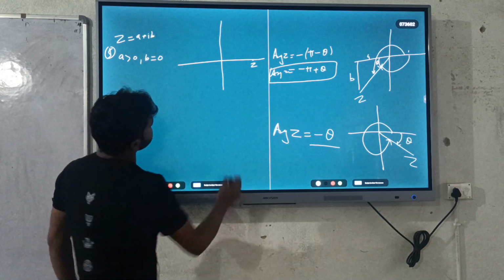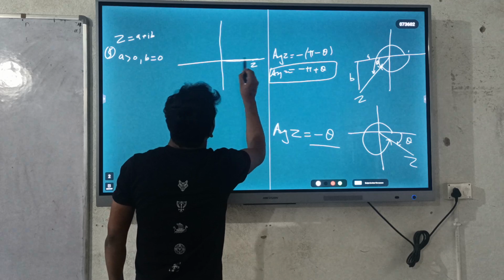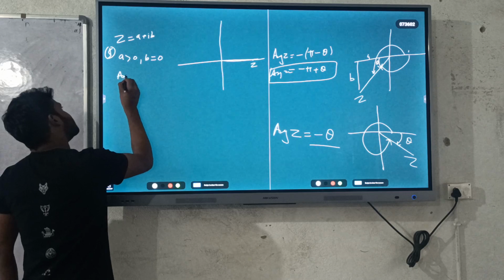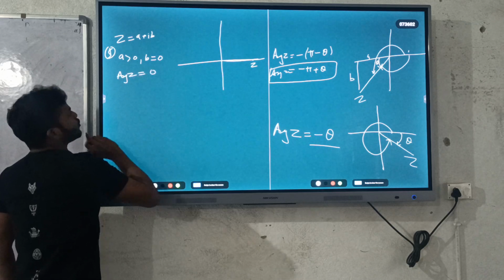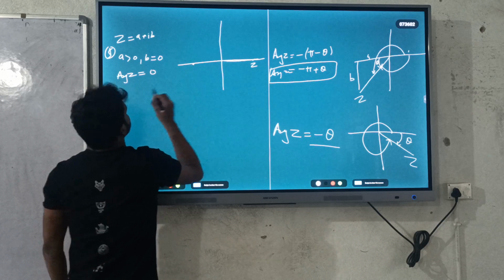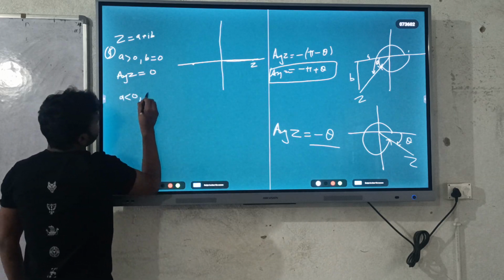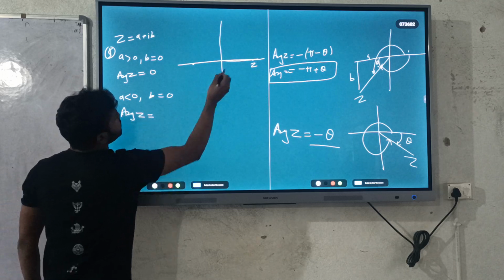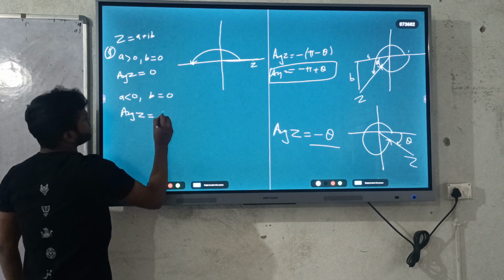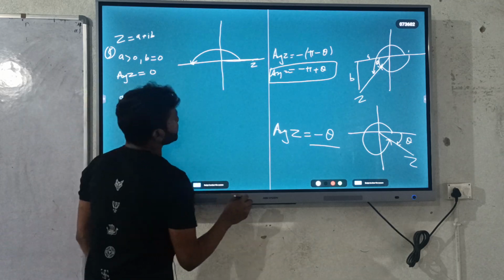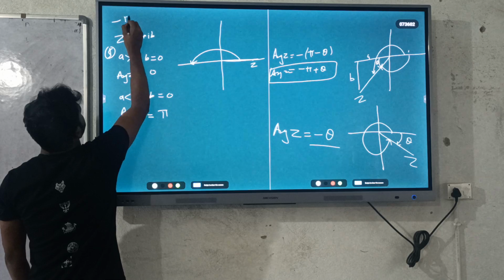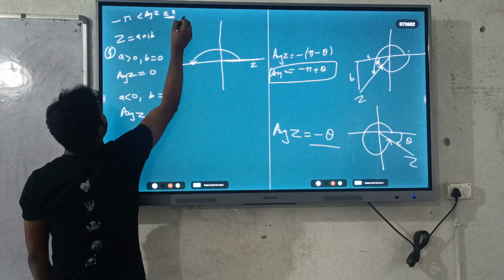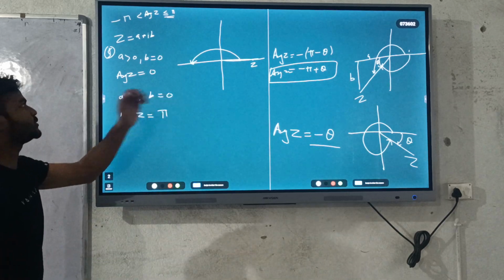In this case, if you want to measure the angle between the same line segments, that is the same line, so the argument of z is 0. What if it lies here? In this one, a is negative, b is equal to 0. So here the argument of z is equal to this angle, that is pi. We know the argument value lies between minus pi to pi, inclusive of pi, so we can take pi as the principal argument.